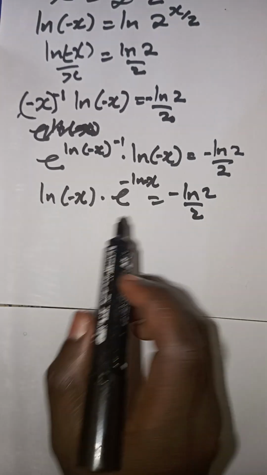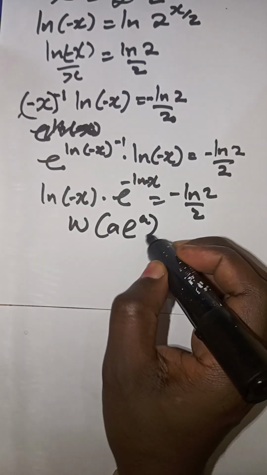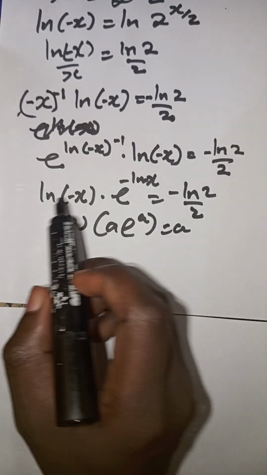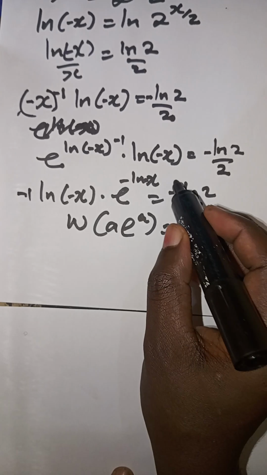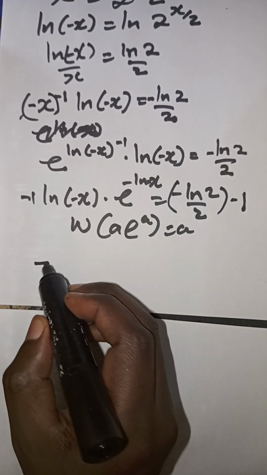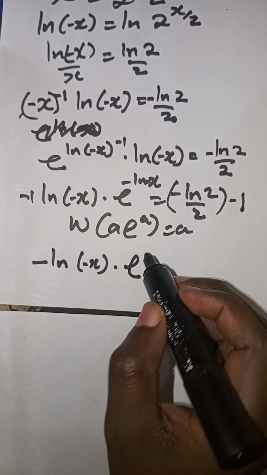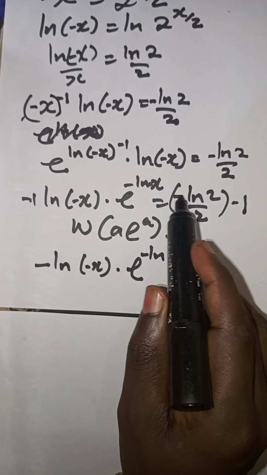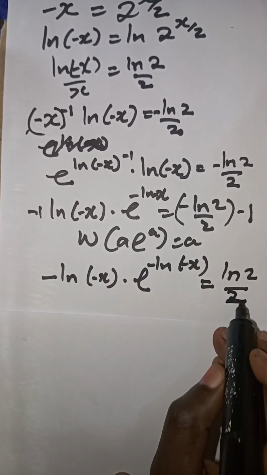So guys, I want this to obey the w function, a times the exponent of a is equal to a. Then for this to look alike like this, I need to multiply again by negative 1, on this side also by negative 1, so that it changes to negative ln of negative x multiplied by the exponential of negative ln of negative x is equal to negative, and the negative disappears, and then I remain with ln of 2 divided by 2.